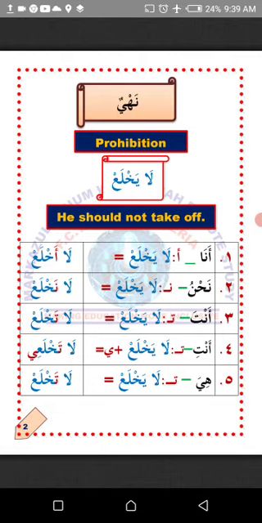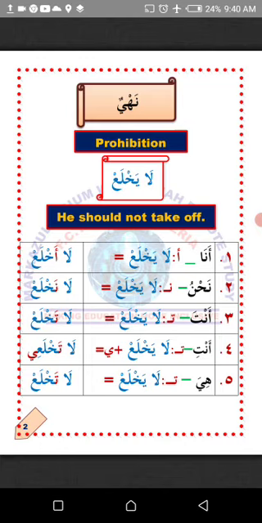Number two, nahnu, we. So how do we change the verb la yakhla' to suit nahnu? All you need to do is to detach ya'un and attach nunun. So the verb la yakhla' will now become la nakhla', which means we should not take off. Number three, anta, you, representing a single male person. All you need to do is to detach ya'un and attach ta'un. So the verb la yakhla' will now become la takhla', which means you should not take off.